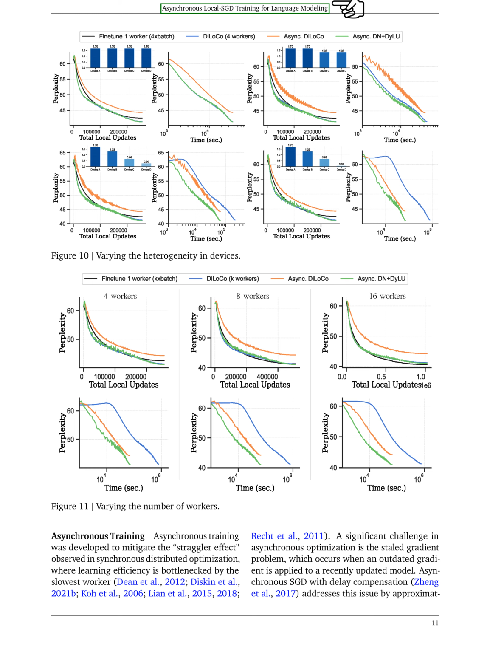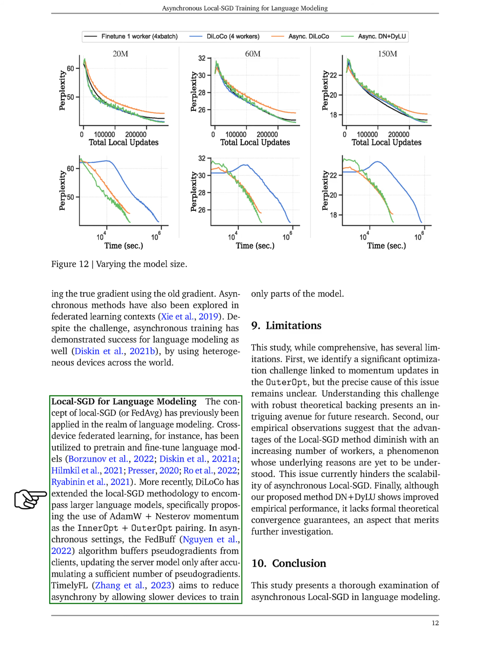We've also applied asynchronous methods in federated learning scenarios. Despite these challenges, asynchronous training has proven successful in language modeling, especially when using diverse devices worldwide. We've also used the concept of Local-SGD, or FedAvg, in language modeling. For example, we've used cross-device federated learning to pre-train and fine-tune language models. More recently, DiLoCo has expanded the Local-SGD approach to include larger language models, specifically suggesting the use of AdamW plus Nesterov momentum as the inner opt plus outer opt pairing.